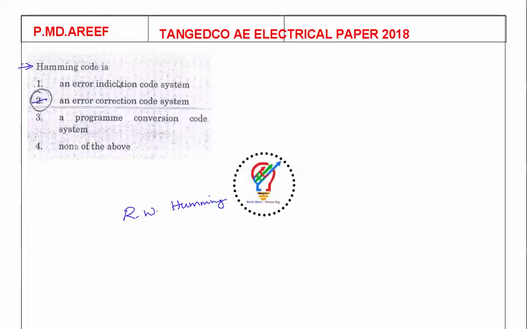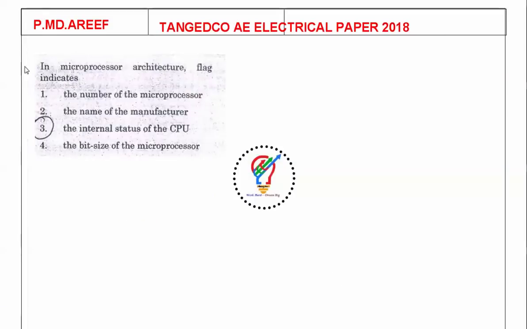Next question is from the microprocessor. In microprocessor architecture, the flag indicates, so generally the flag indicates the internal operation results. Suppose we have the zero flag and parity flag. These flags are set and reset. They state the internal status of the CPU.